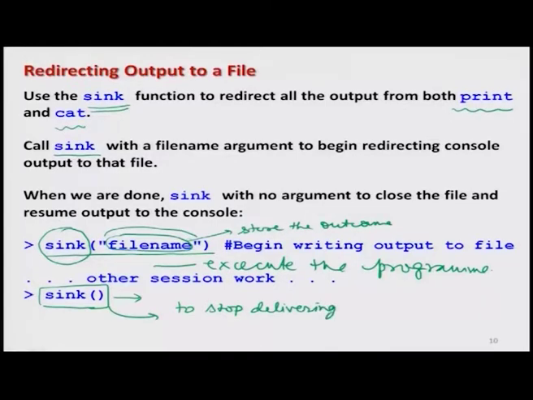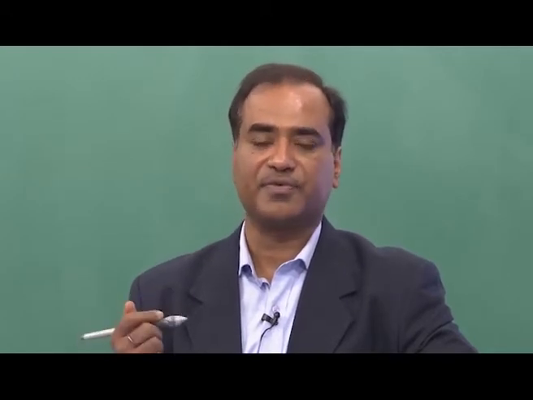So, this is a command to stop delivering the output to the file whose name has been given earlier. Now, I would like to take an example to illustrate this concept, but before that let me briefly clarify the difference between the print and cat functions.